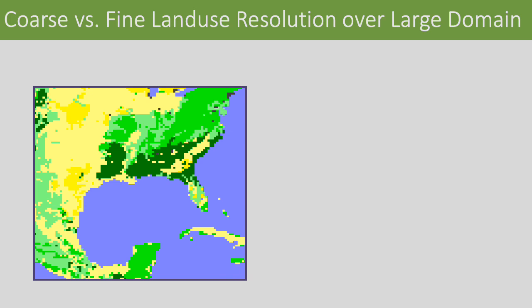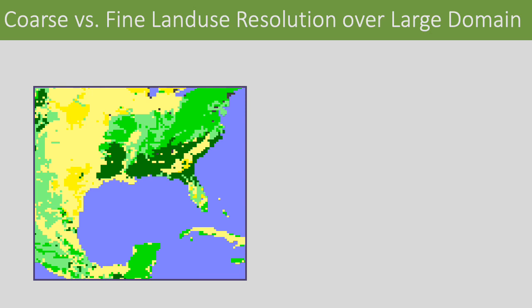So this is just an example to show the difference in resolution, and the plot here shows land use types over a pretty large domain. If you are interested in a storm hitting the coast of Louisiana, for example, you may want a domain similar to this one, but the resolution is pretty coarse and you're likely not going to be able to resolve the fine details of the storm.